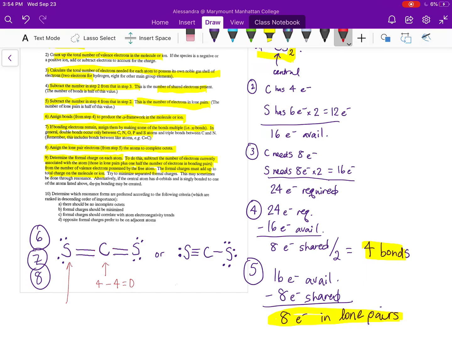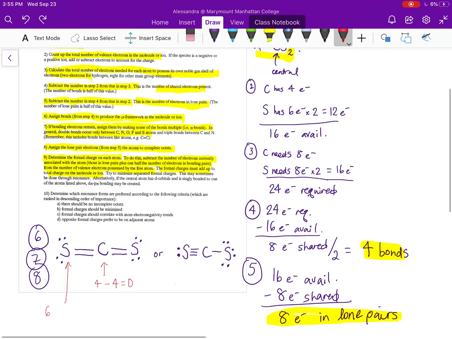For sulfur, the free sulfur atom has 6 valence electrons, right? And I'm going to subtract each lone pair electron, which counts as a full electron, 1, 2, 3, 4, plus half of each bond, 5, 6. So 6 minus 6 is 0. And this one would be the same. 6 minus 6 equals 0. You can check that definition carefully and make sure that you understand how I did that.